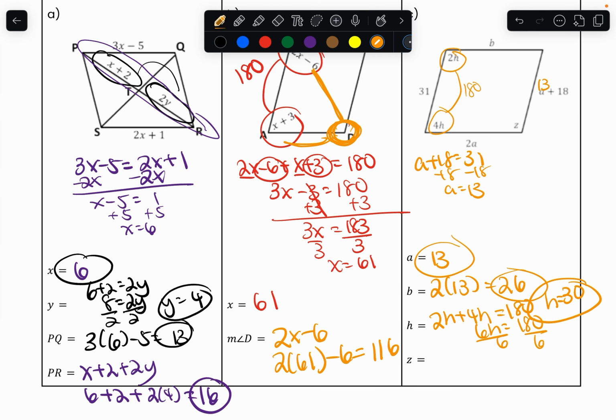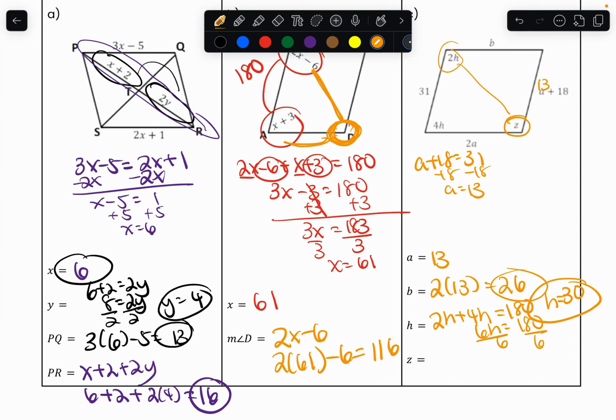And now let's go ahead and do the last one. Okay, now to find my Z, you realize that the only expression with Z in it is just this lonely Z right here. Now to figure this value out, we can do it both ways. We can say that 4H and Z make 180 together because they're consecutive angles. We can also use that 2H is the same as Z because they're opposite angles. So whichever one you like to use works.